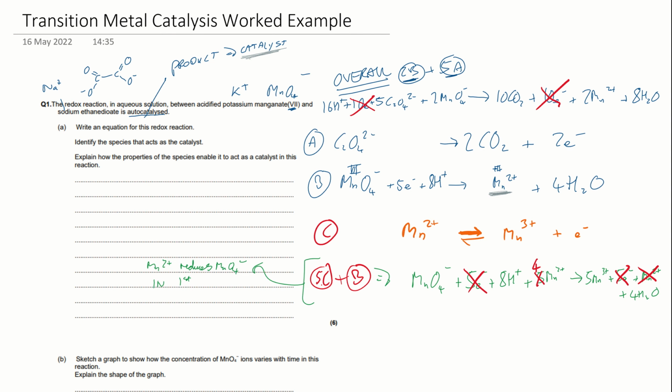I know it gets a bit confusing having all these half equations and all these full equations. So really you've got one overall uncatalyzed equation, which means you have 2 steps of catalysis, and each step of catalysis has 2 half equations. So you can get lost in equations if you're not careful.